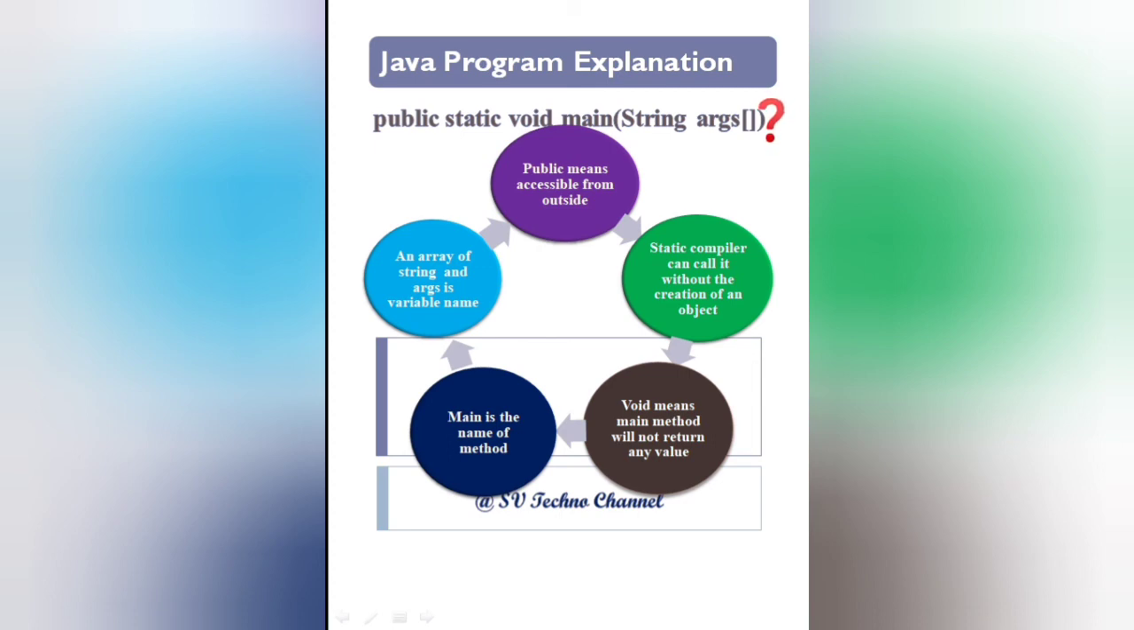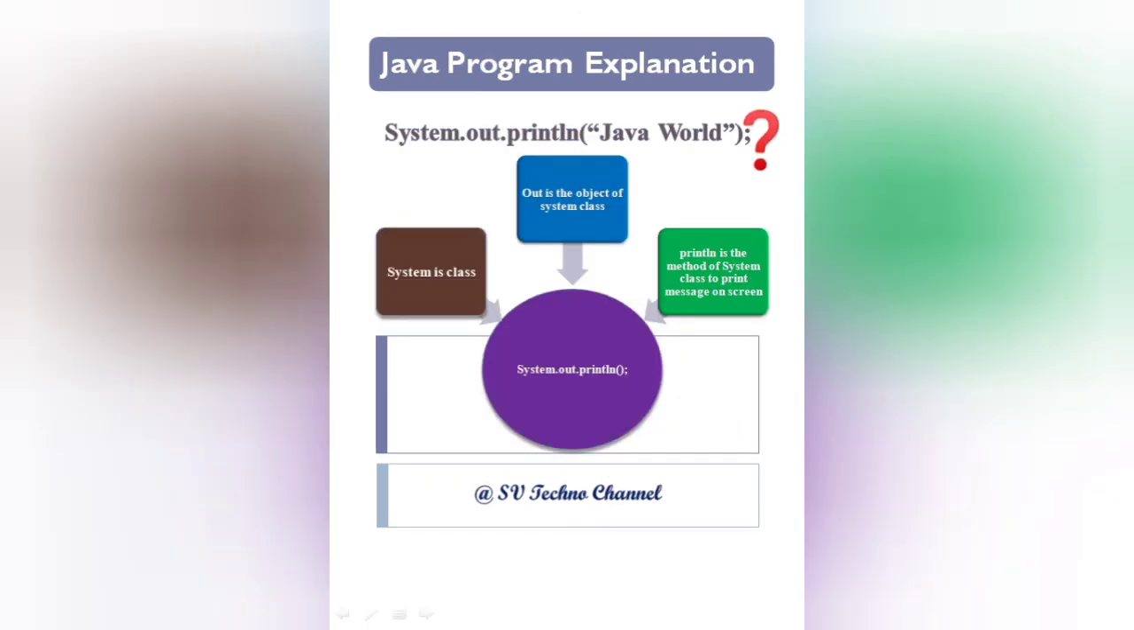So next, what is the meaning of String args? String is basically a class in Java. Here is an array of string, and args is the name of the variable. So next line I wrote as System.out.println, and in double quotes I wrote the Java word.